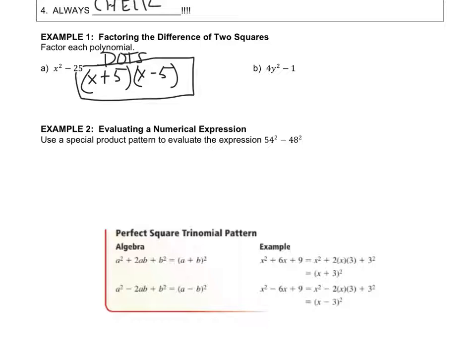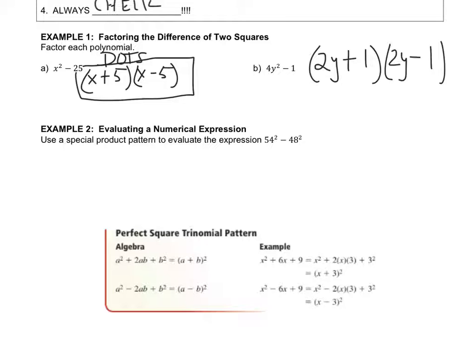Moving on to the second one, we can see again a binomial. It has a difference, and we have to look at those first term and last terms to see if they are both perfect squares. Well, 4y squared is a perfect square because you can say 2 times y and 2 times y. That would give you 4y squared. The second term, 1, is definitely a perfect square because 1 times 1 is 1. So if I just set up my binomials, I'm going to say one is addition, one is subtraction to eliminate that middle term. The first terms in each of these are going to be 2y, and then the last terms will be a 1 to go with the perfect squares at the back.